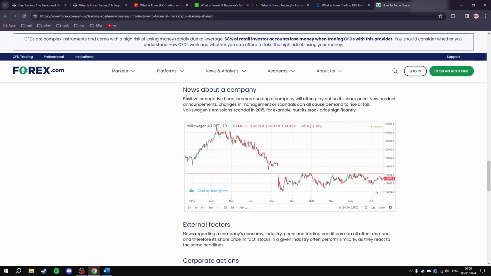News about a company. Positive or negative headlines can affect a share price, such as new product announcements, changes in management, or scandals. The Volkswagen emissions scandal, for example, hurt the stock price significantly. What do these numbers mean?